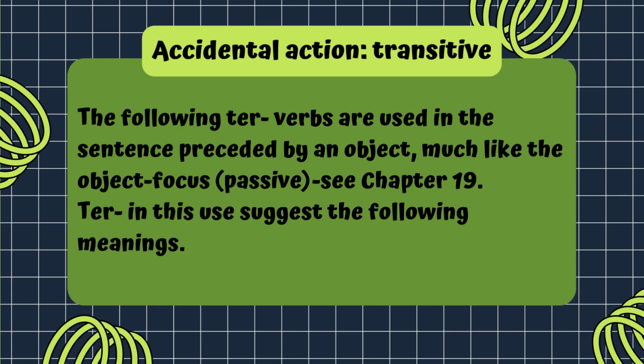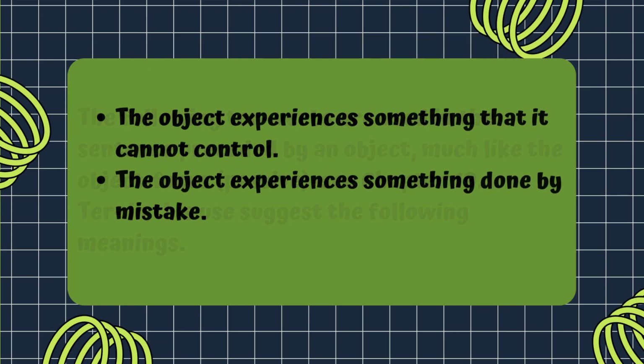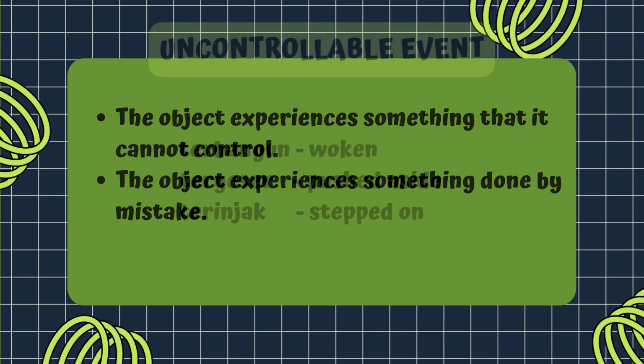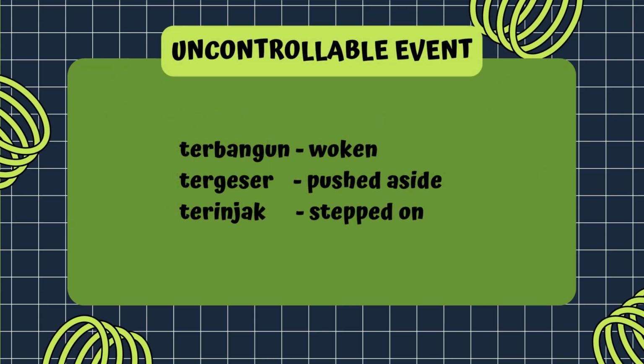Accidental action, transitive. The following verbs are used in a sentence preceded by an object. Much like the object focus, passive, see chapter 19. In this use, ter suggests the following meanings. The object experiences something that it cannot control. The object experiences something done by mistake. Uncontrollable event.